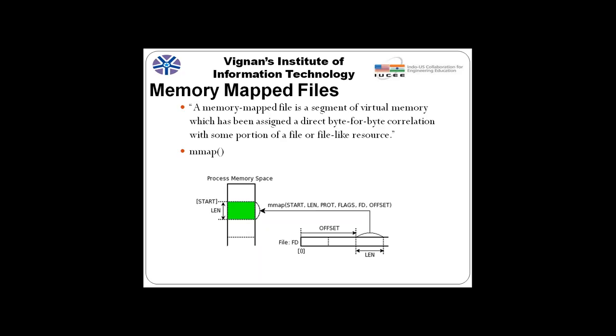Let us talk about memory mapped files, because we need to discuss how it is fast. A memory mapped file is a segment of virtual memory which has been assigned a direct byte for byte correlation with some portion of a file or file resources. That is called MMAP.